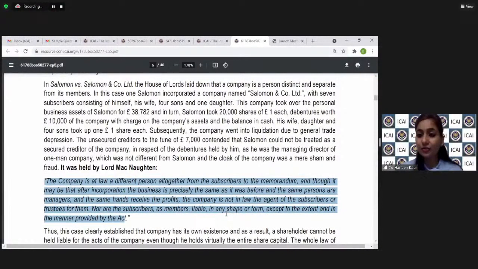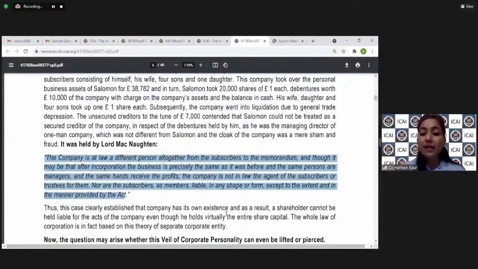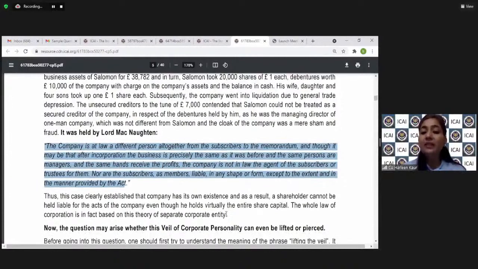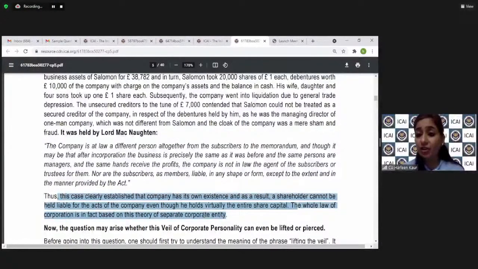Have you understood? So this case law specifically came into existence to make this point clear that a company has its own existence. This is the line which I was telling you. An examiner can ask you, what do you mean? So this is how we establish it. So we conclude that the company has its own existence. A shareholder will not be liable for the acts of the company, even if he is holding the entire share capital. Even if you hold 100% shareholding, the company is separate.